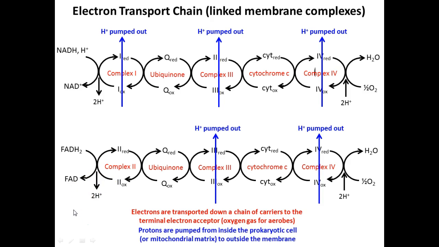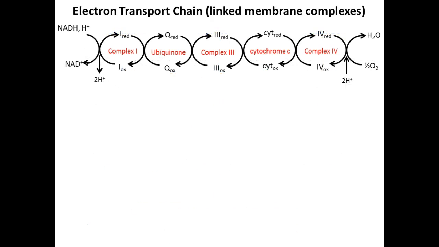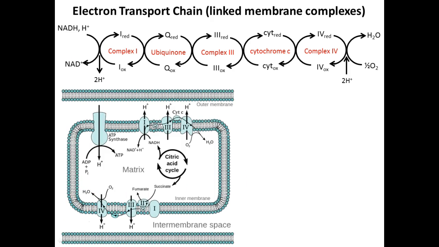So for prokaryotes, this happens on their cell membrane. For eukaryotes, this happens within the mitochondria, those membranes within the mitochondria. So here's the mitochondria. From the inside, the matrix, it pumps the hydrogen ions into that space between the outer membrane. Very reminiscent of a gram-negative bacteria.